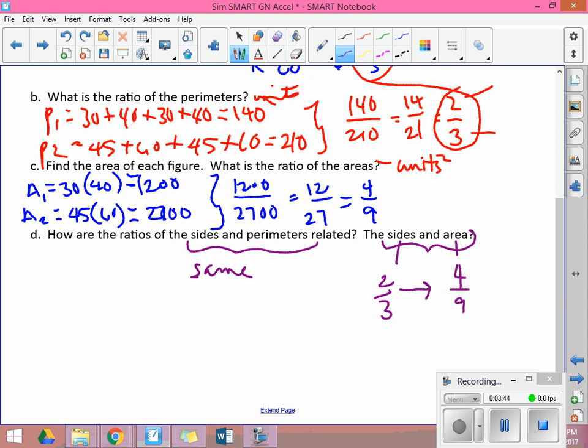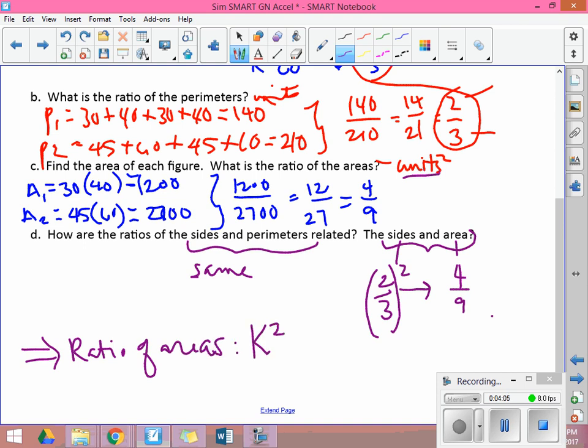How could I turn that into the other? What happens is if I square this, my hint, units squared, I get the ratio of area. So our conclusion is that the ratio of areas of 2 figures is K squared.